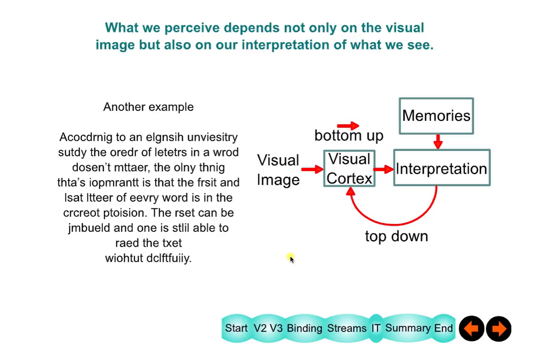Here's another example of how the brain can work. Try reading this, what it says. And it explains what's happening, if you can read it. So often all you need to do is see the first and last letter, and the brain will make up what's in between, because of all your practice in reading.